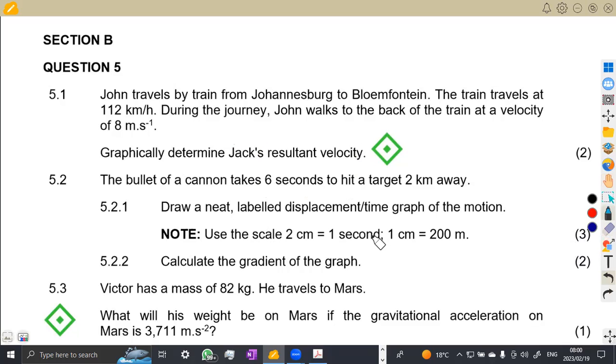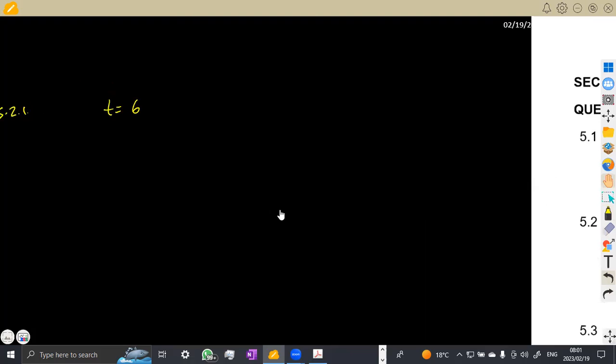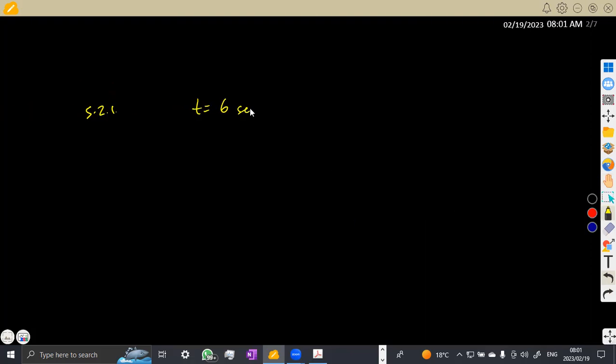All right. So this is what you're going to have, guys. We are to draw the displacement, so we need every information. We are going to take the data that we are given. The first thing, this is 5.21. We are given the time that was taken, which was 6 seconds, given in seconds. And the displacement, in this case, is equivalent to 2 kilometers. But remember, this is supposed to be in meters. So kilo, that's 1,000. So we multiply by 1,000, that's 2,000 meters.